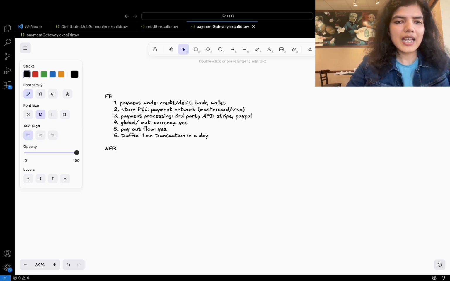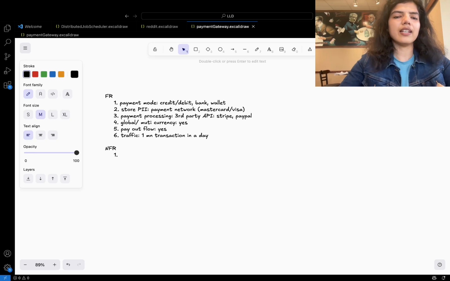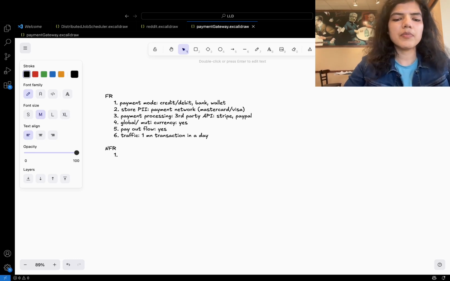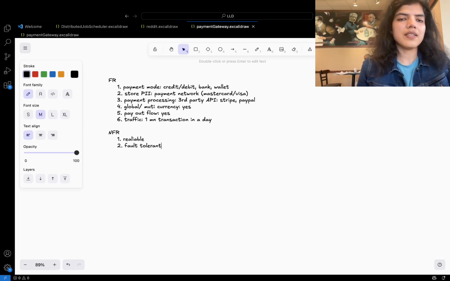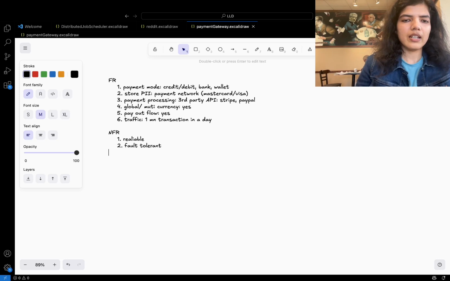Once this all has been listed, how about the non-functional requirements? Since we are designing a payment gateway system, the first thing should definitely be that our system should be reliable, and second, it should be fault tolerant. So these two should be very key to consider while talking about the non-functional requirements of our system. And not just this, we would definitely want our system to be scalable as well.